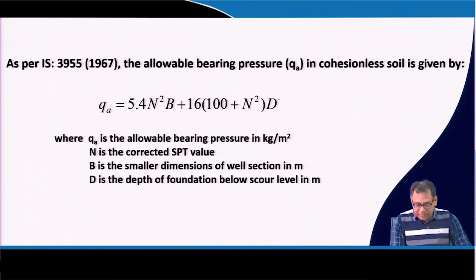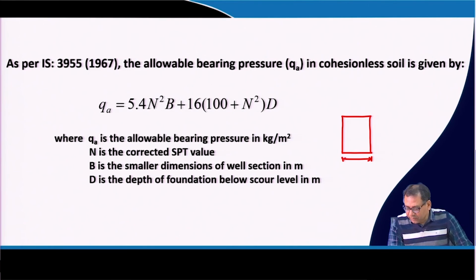So, this is the equation where the pressure is in kg per meter square. Remember that N is the corrected SPT value at the base of the well, and B is the smaller dimension of the well section. Smaller dimension means, suppose if it is a rectangular well, this is B or this is L. So, among these, B is the smaller.